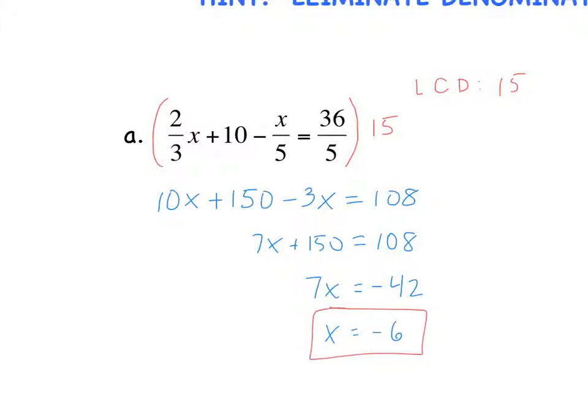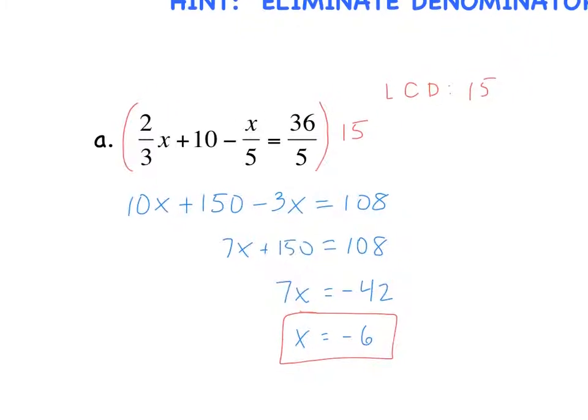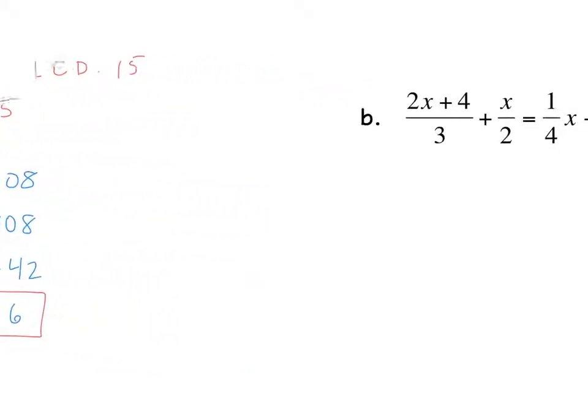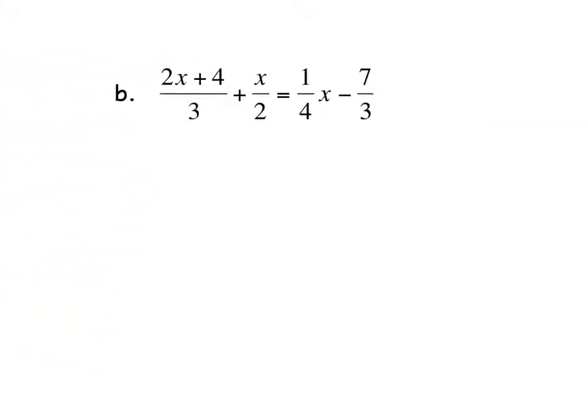So it is a lot nicer to eliminate those denominators by multiplying by that LCD. Okay, so kill the denominators. Let's take a look at B. B's a similar type problem.